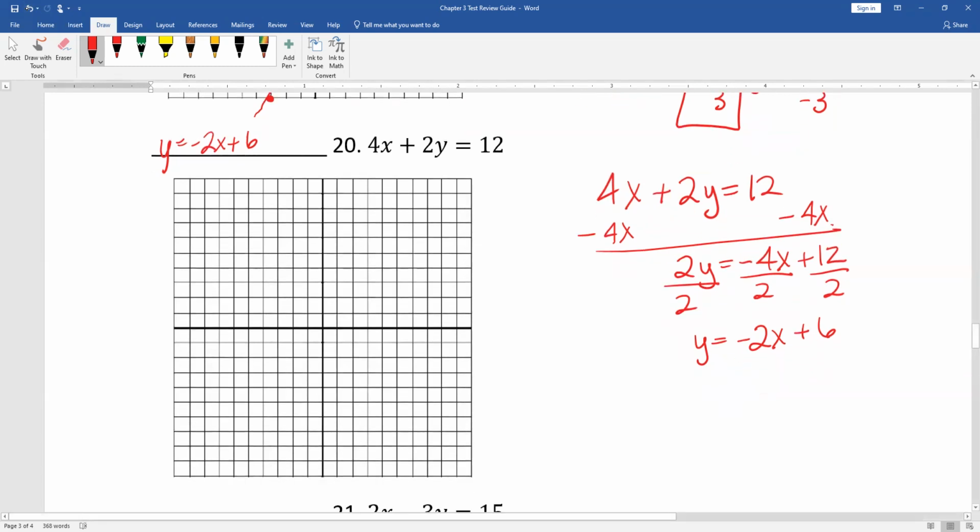Right. So once you get that straightened out, where do we start? 6, you go up 6.